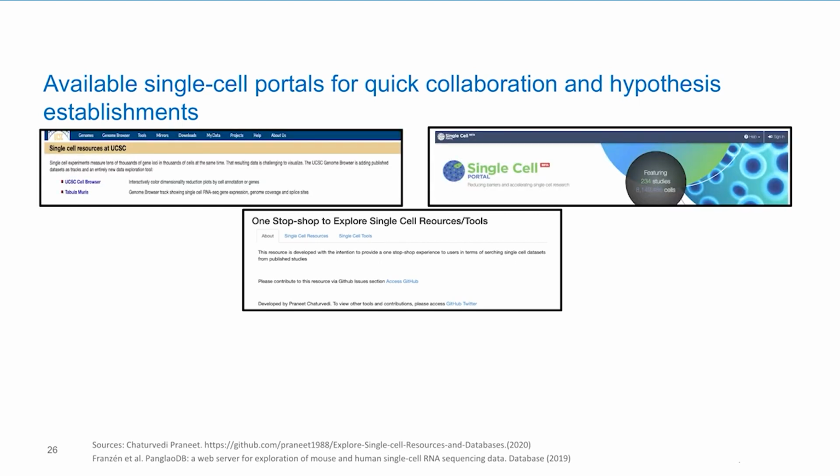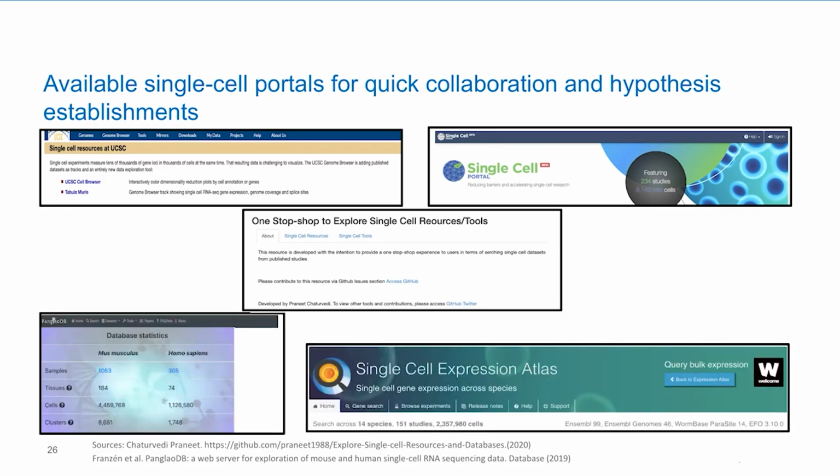Here are some of the publicly available resources, like that from the Broad Institute, from European Bioinformatics Institute, from UCSC, that can be utilized for quick exploration. What we can do is explore a bunch of genes, identify their underlying putative cell type associations in organs and tissues of interest, and it can help us with hypothesis establishment. This is another area of application of high-dimensional biology.